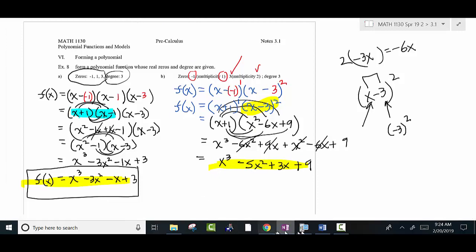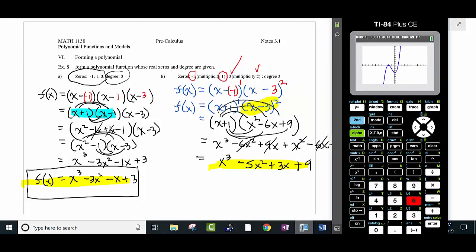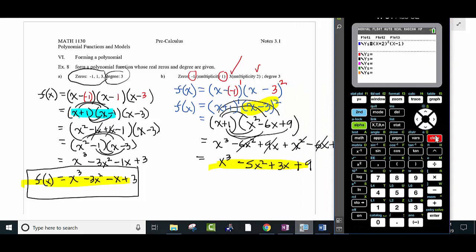Now I'm going to show you something on this one. You can do this on your calculator. You can just watch if you want to. Calculators can check you in a lot of situations, so I just want to see if I'm right. This is a good way to help you make sense of these problems. So I'm going to put in x to the third minus 5x squared, my answer, plus 3x, and then plus 9. And then we'll see if this looks like it has all the features of the problem that I gave you.